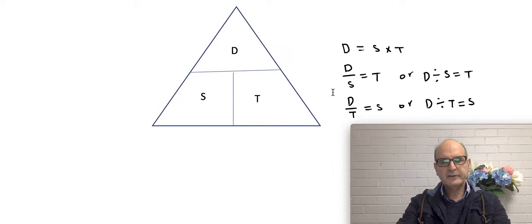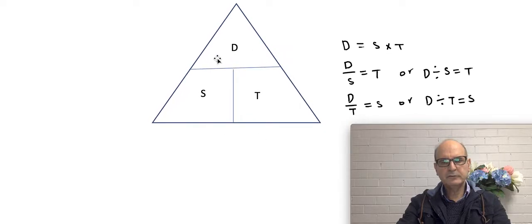To summarize this and to remember the formulas, we use this triangle. At the top we have D, and at the bottom we got S and T. D stands for distance, S stands for speed, T stands for time. If I divide distance by speed, I get time. You can think of it as a fraction line, and fraction means dividing. Distance divided by speed equals time.